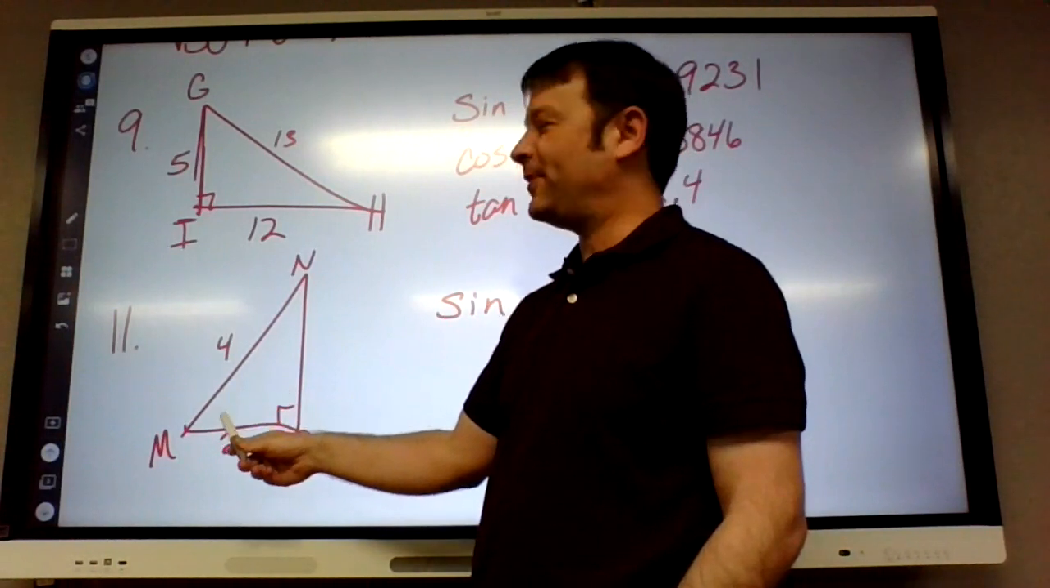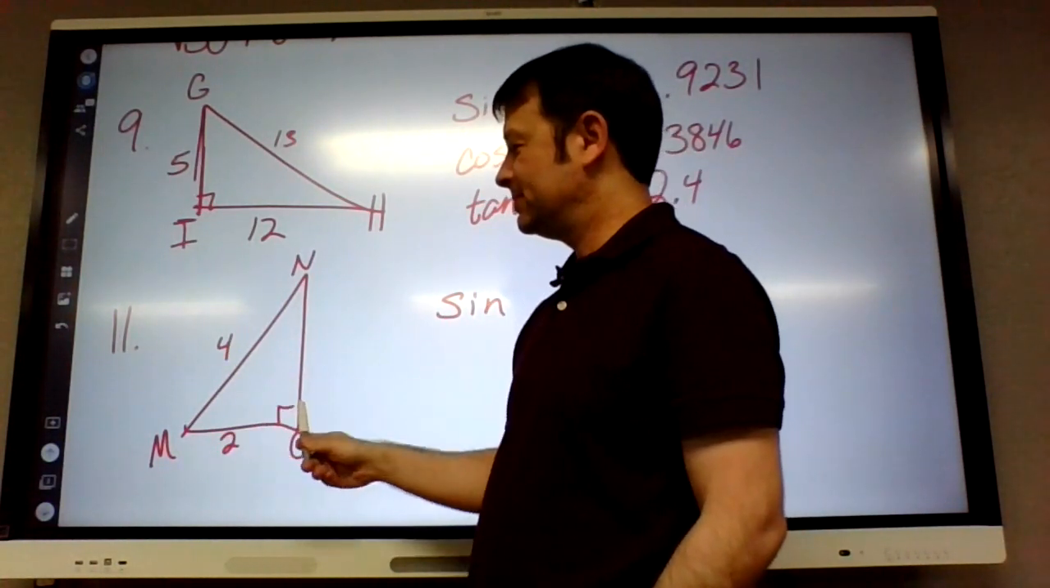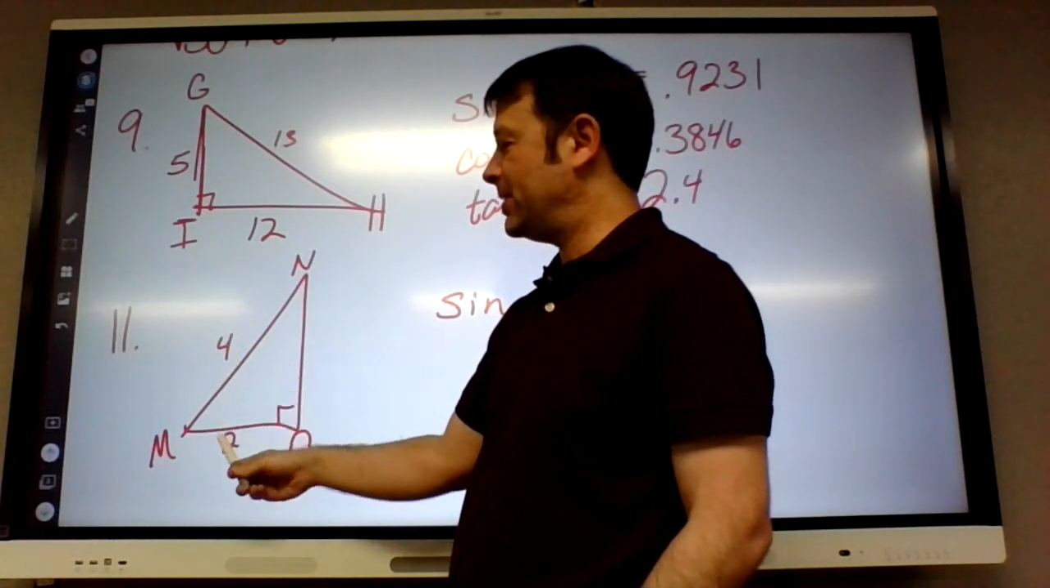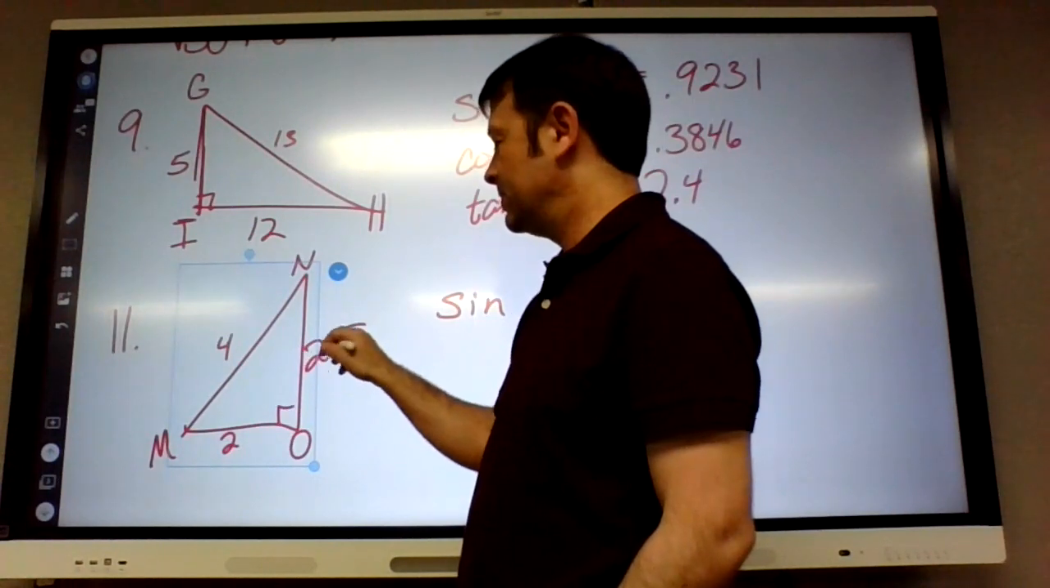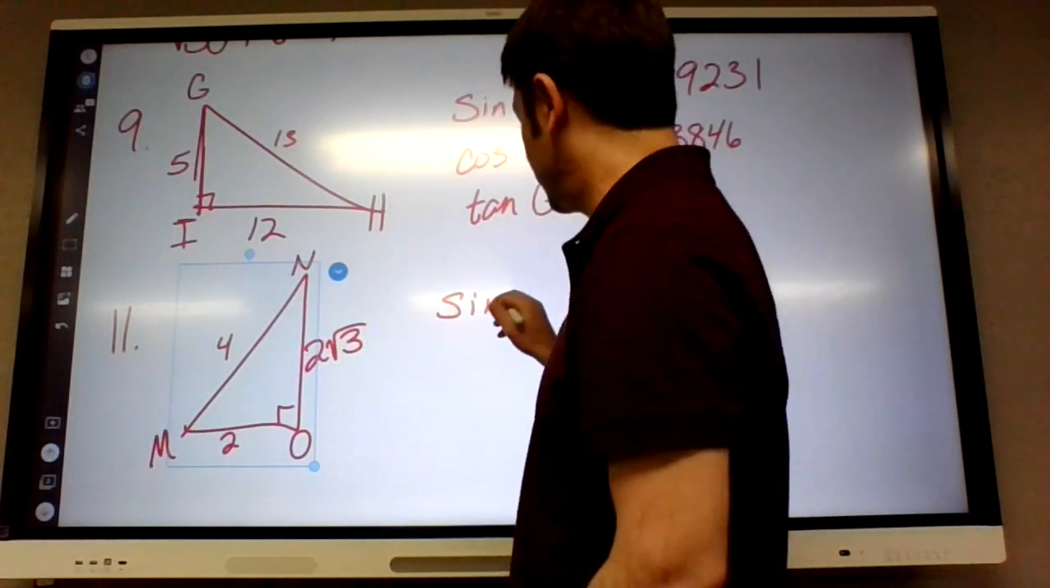Okay, so how would we find this? 2 squared plus x squared equals 4 squared. Right. 16 minus 4 is 12. Square root of 12 is that. Okay, so we need sine, cosine, and tangent of A.